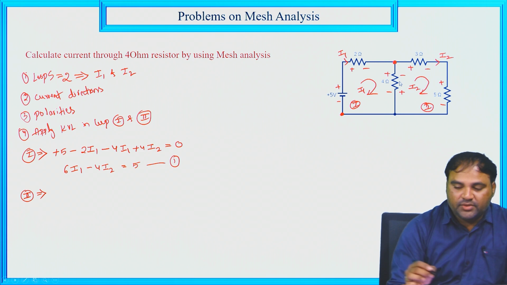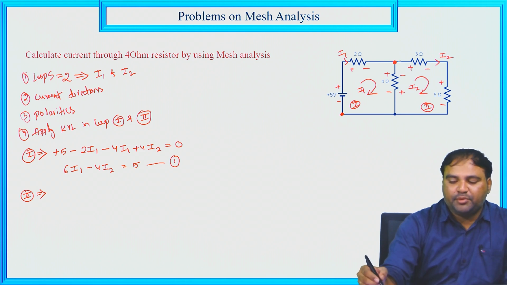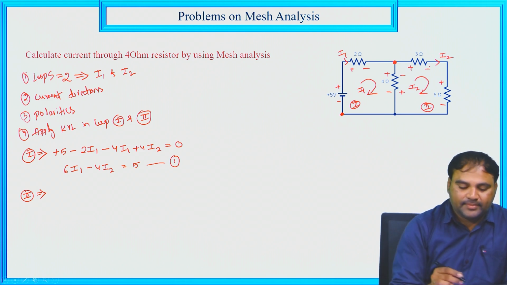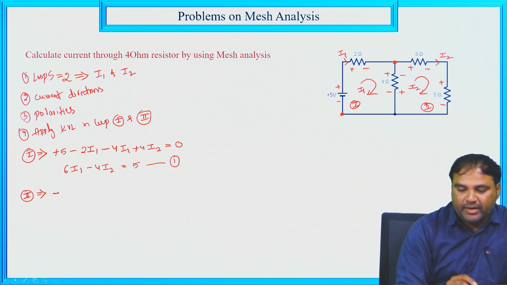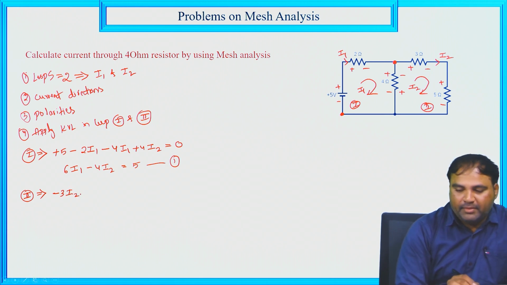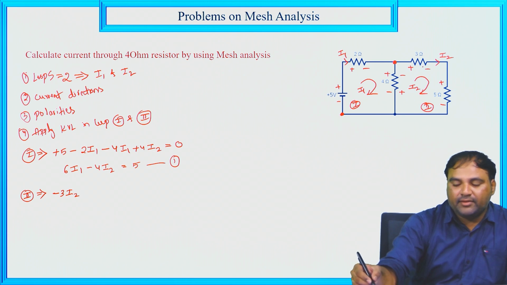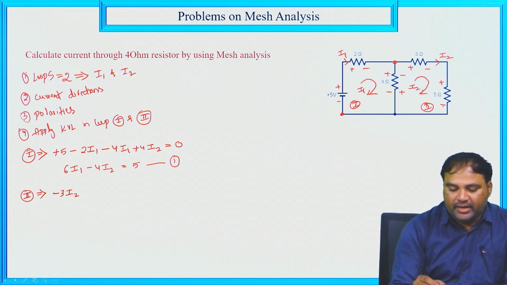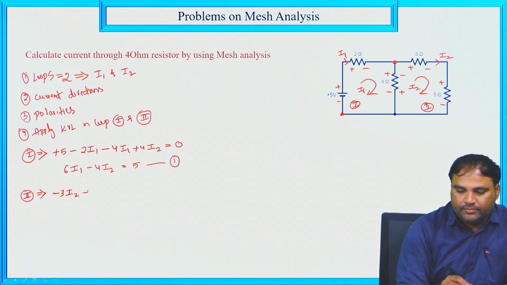I am starting from here. The second polarity is minus, so minus 3I2 for the voltage drop at 3 ohm, and at 5 ohm the voltage drop is minus 5I2.